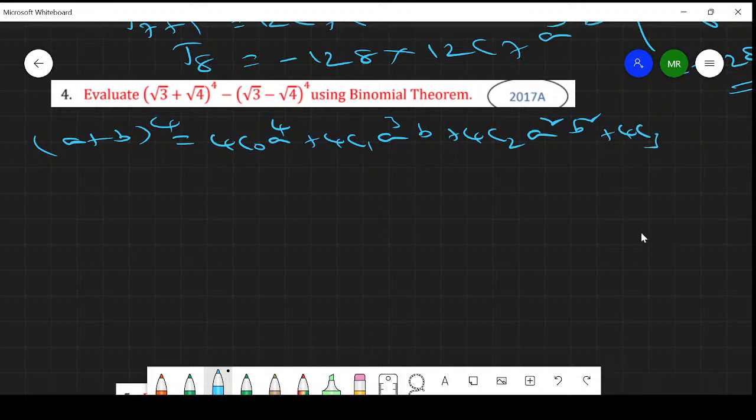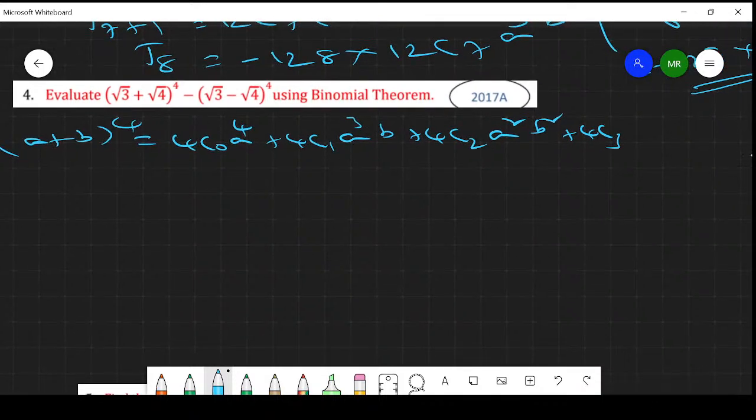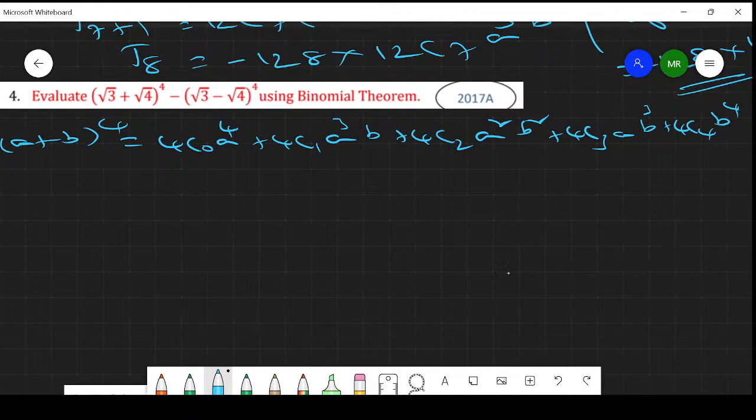You will get 4C3 a b cube and 4C4 b^4. This is the expansion of (a+b)^4 over 5 terms. The power of a is decreasing, the power of b is increasing: b^1, b^2, b^3, b^4. Finally b^4, 4C4 b^4. The a^0 term needs no writing.